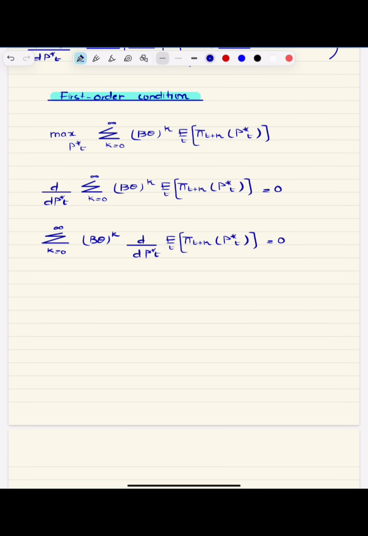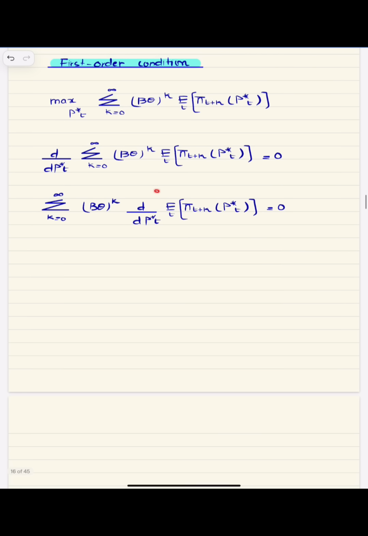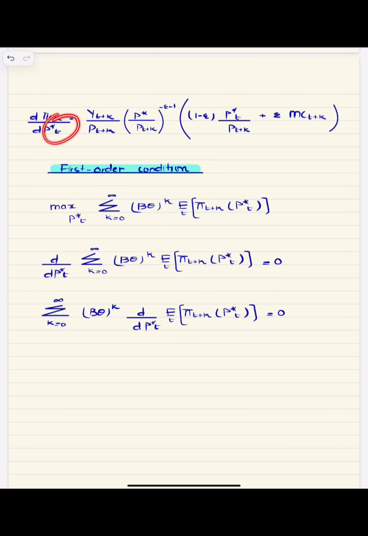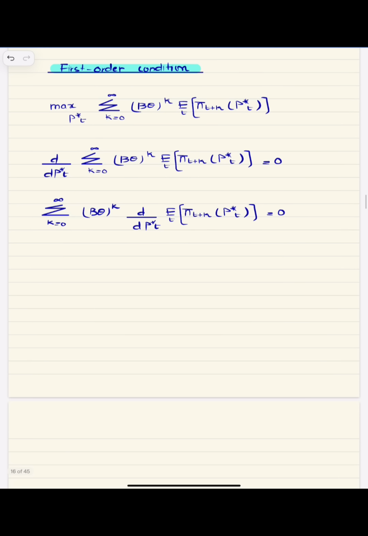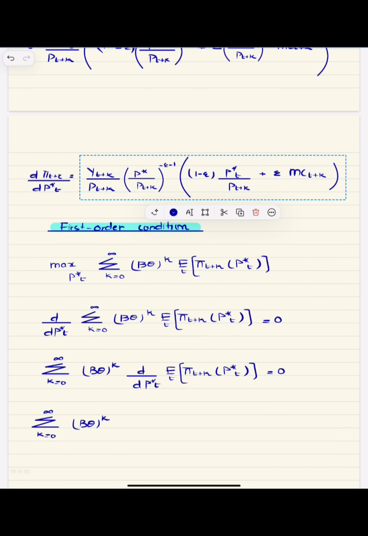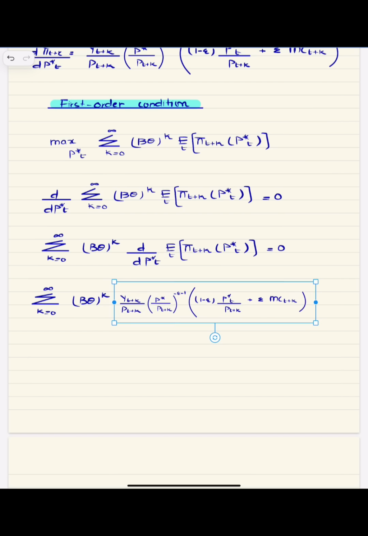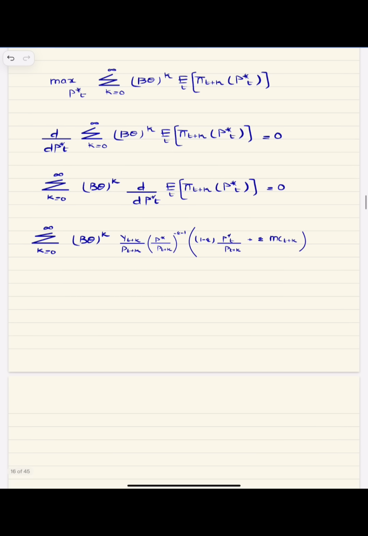Good enough. Okay, and we've already derived the derivative of the profit function with respect to price. We just need to put it there. So we have this, and now the expected value of this whole expression. And when we want to put it equal to 0.